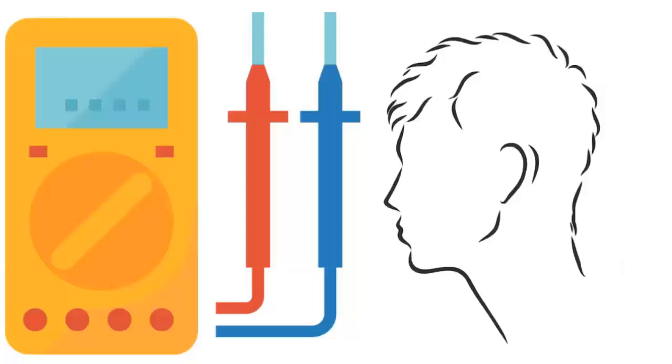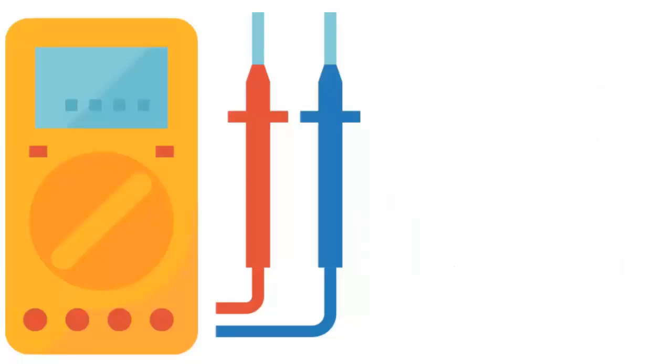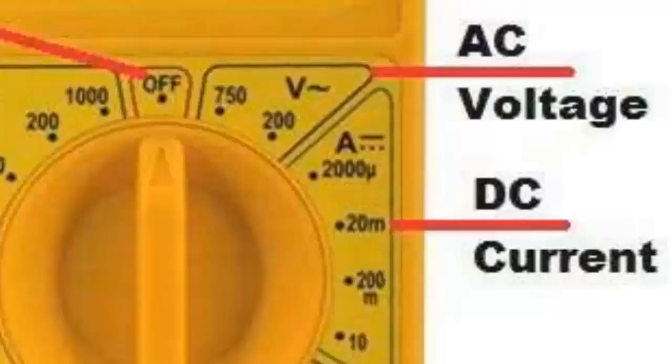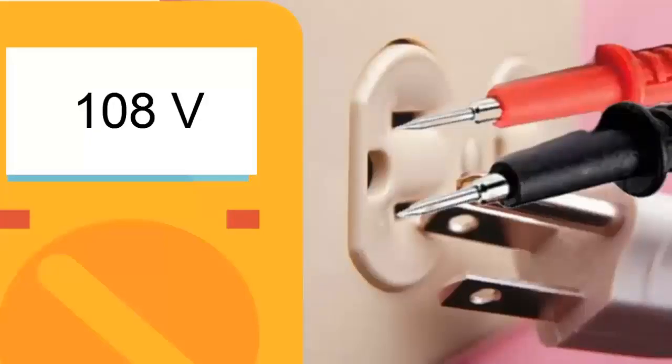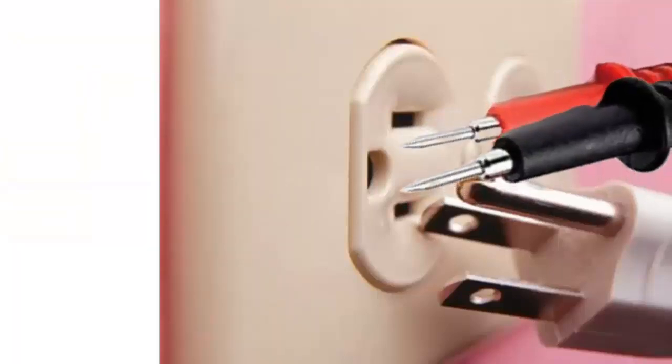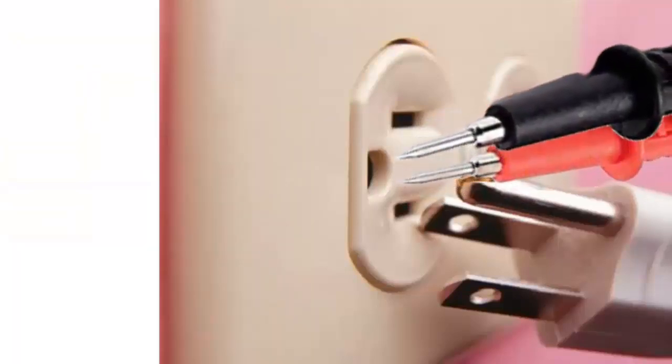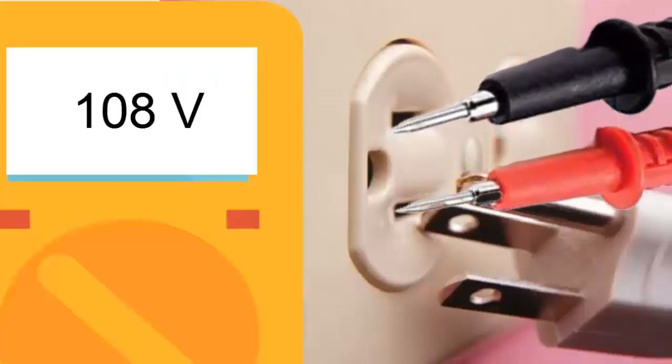Let's look at the 6 fundamental functions your multimeter should have. 1. AC voltage measurement. This function is used to check if the equipment is receiving the correct voltage supply. Locate the AC voltage supply from the external grid, which is commonly 120 volts or 220 volts.